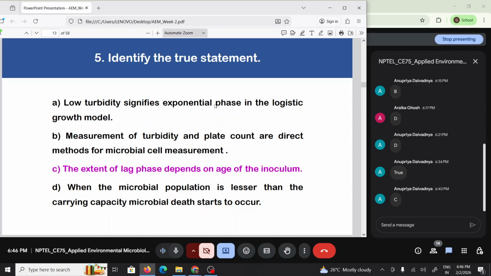That is what carrying capacity is. So only when you reach the carrying capacity is there this discussion about depletion of nutrients, or the nutrients becoming limited. If the microbial population is lesser, then the death doesn't start to occur. Once it reaches and exceeds this carrying capacity, only then will death start to occur. So that is why the last statement is also a false statement. So the answer for this question is again C.